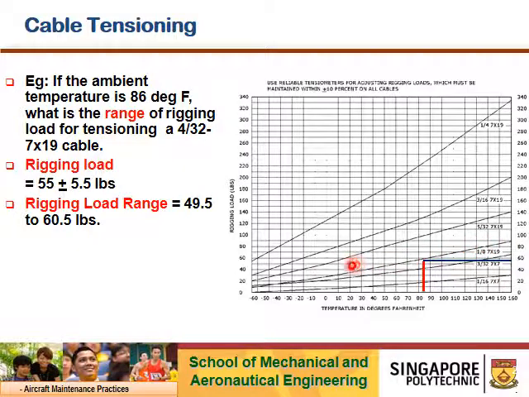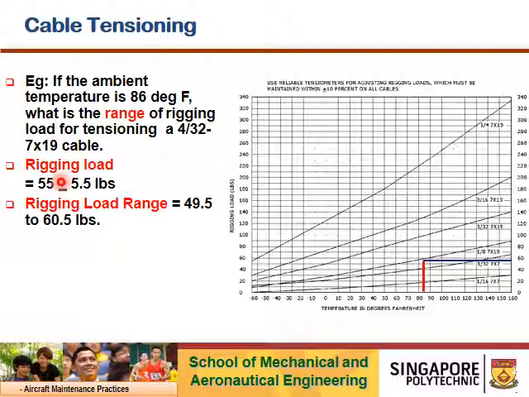You can see this line represents the range where you want to intersect. So if, for example, it were 3/16 7x19, then this is the range you want to intercept. It depends on the type of cable you have. In this case, the example gave us 4/32, so we just follow accordingly. Once you intersect the correct curve line, you draw a horizontal line, and on the left or right it's the same. It tells you the required tensioning load. So it falls between 50 and 60.